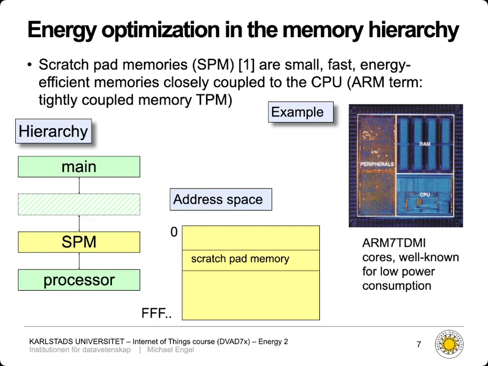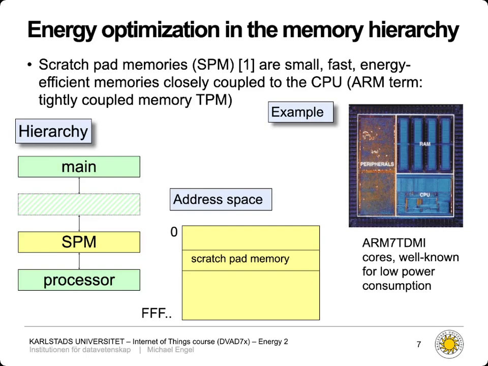Now, an SPM does not do this transparent overlay over main memory addresses, but it's just an address range of its own. So if the processor wants to access memory in the SPM, then it actually has to use the appropriate address. We see this in the middle diagram here. So we have a big address space here from 0 to the end of memory, FFFF, and somewhere in there, there's actually a memory range where scratchpad memory is located.